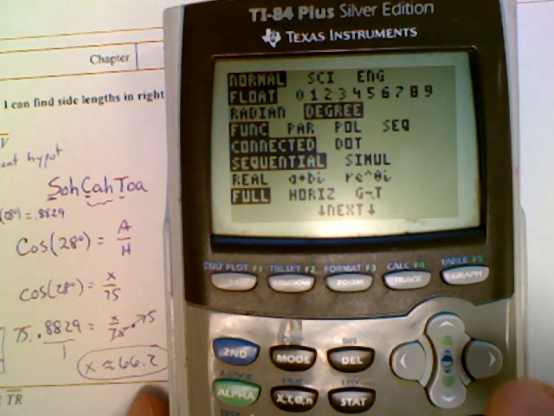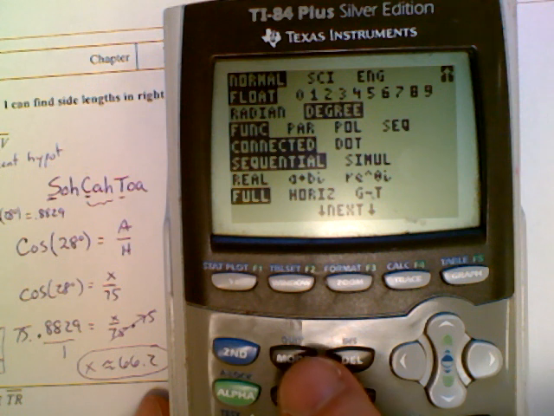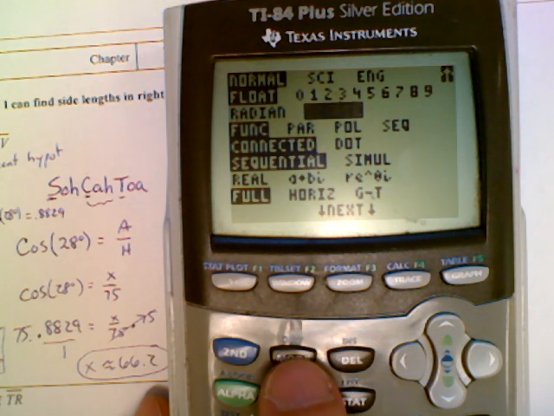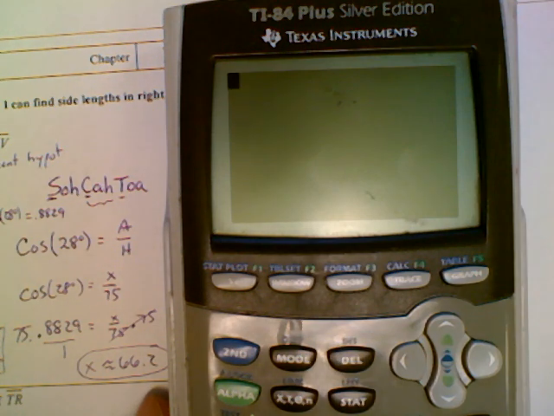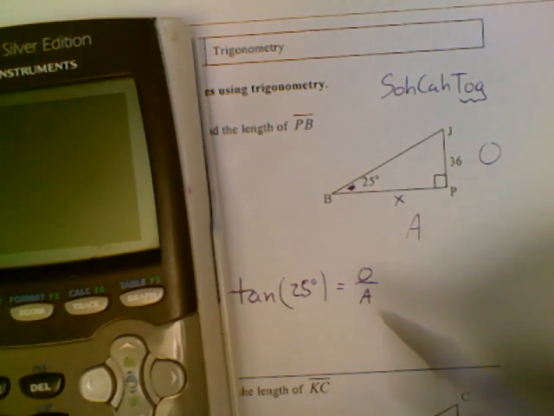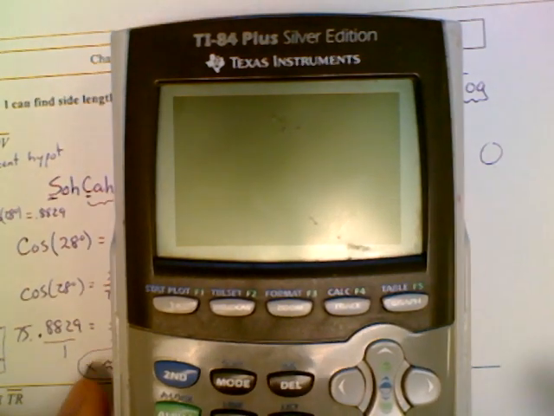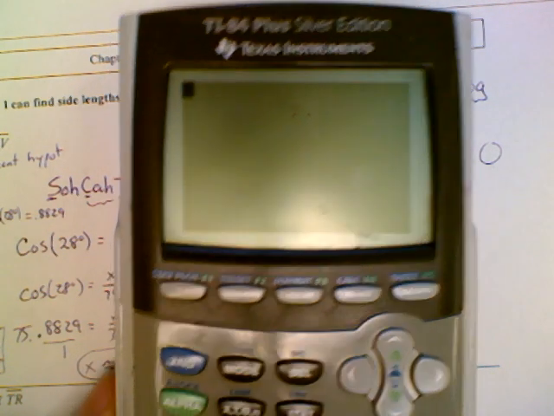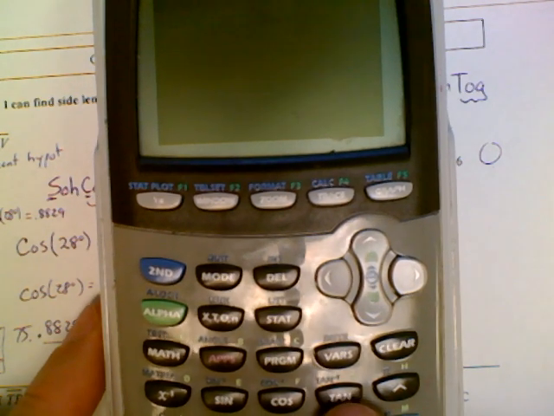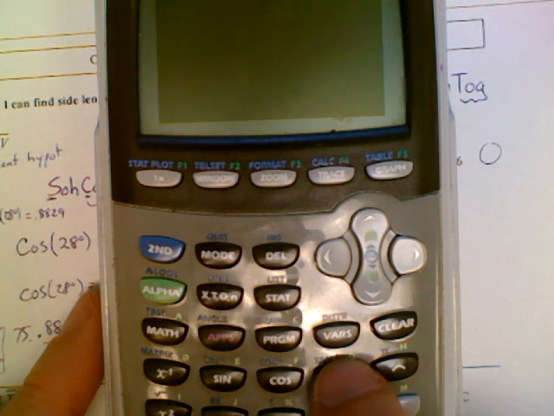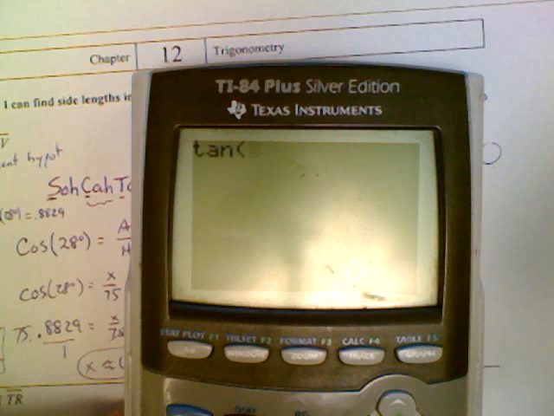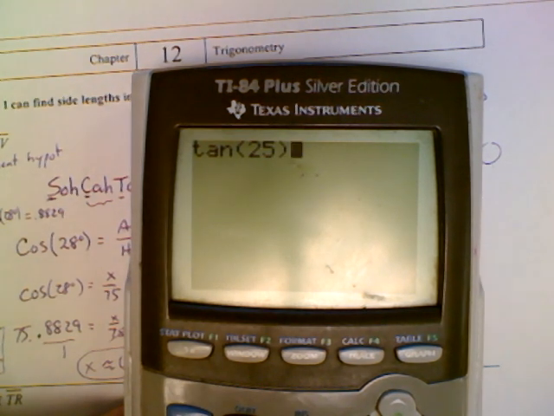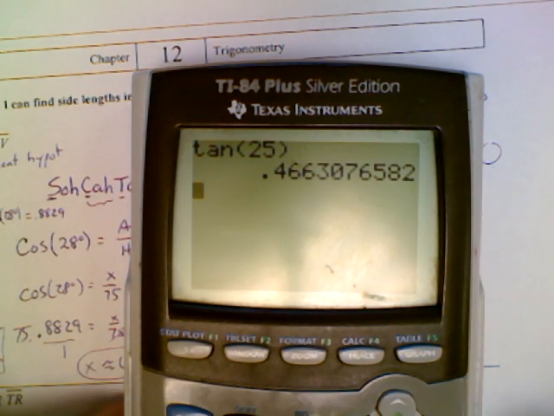Now we can quit out of this screen. Press second, and press the mode button. You can see right above the mode button it says the word quit, and that will take you out to the main screen. Now we can get the calculator to tell us what the tangent of 25 degrees is. Instead of looking it up on the table, press your tangent button, which is right here. There's your tangent button. Okay, and that comes right up on the screen. You can see tangent, put in 25, close the parenthesis, hit the enter key, and there's your decimal.